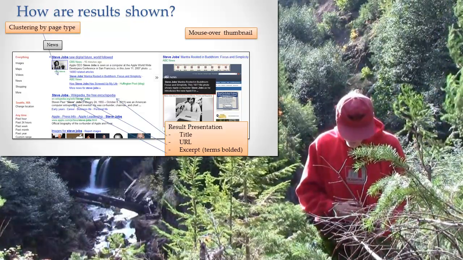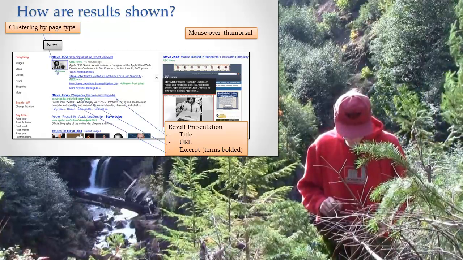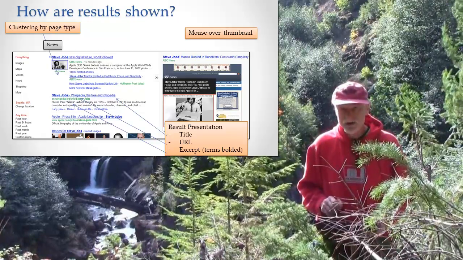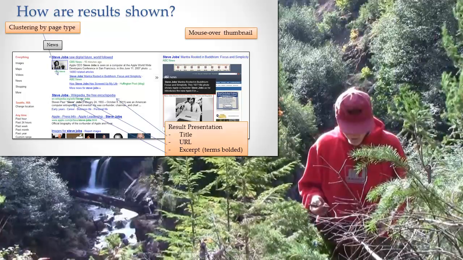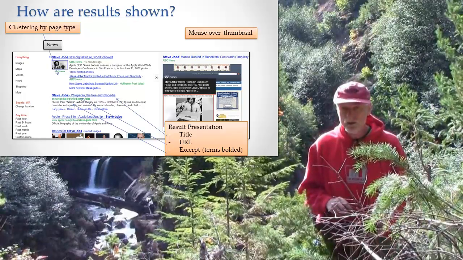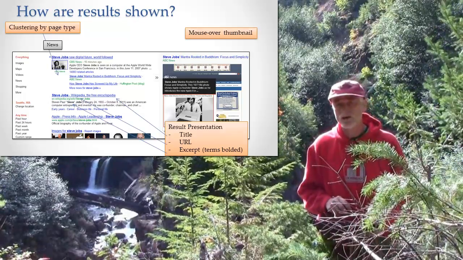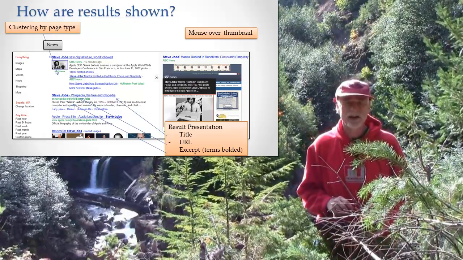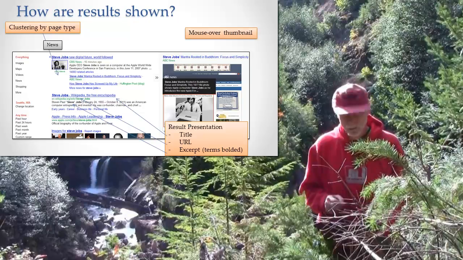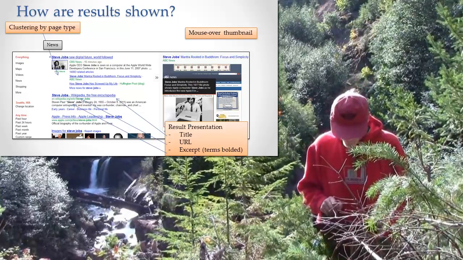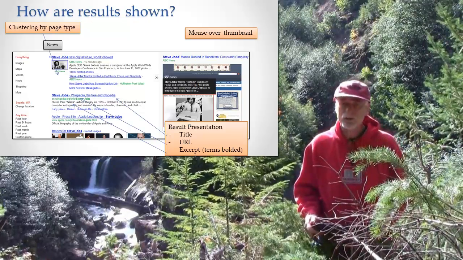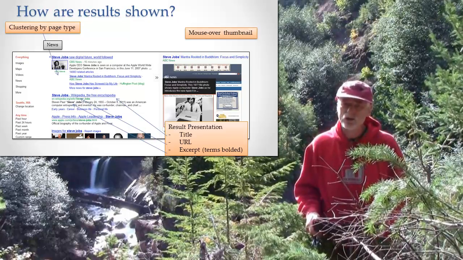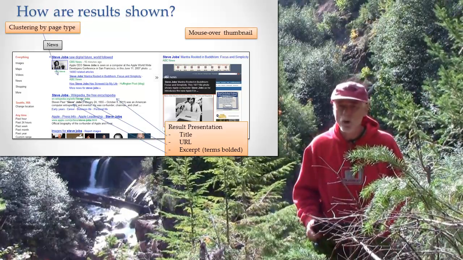So let's look at the structure. We have a title. That's the title of the page, and obviously click on that title, go to the page, you know that. Under that we have the full URL so that you can have an idea where this came from. Is this from some obscure website, or is this from a website that I know and trust, that I've seen a bunch of times before? Then we have an excerpt. The excerpt is the part of that page that has your search terms in it, and those terms are bolded.